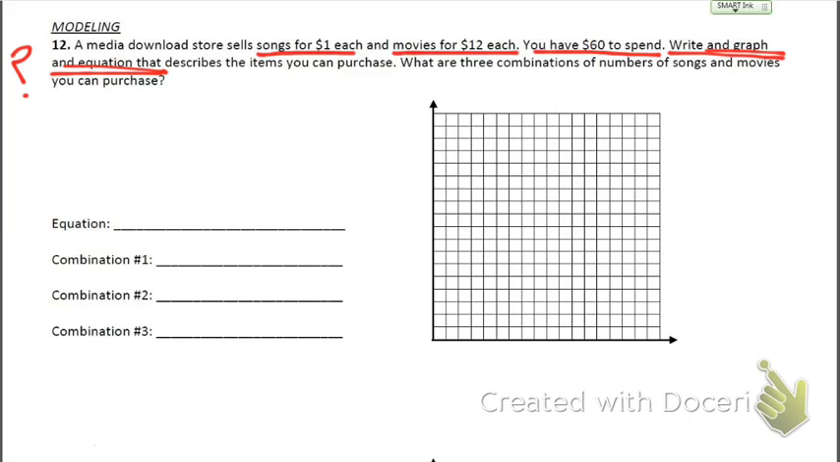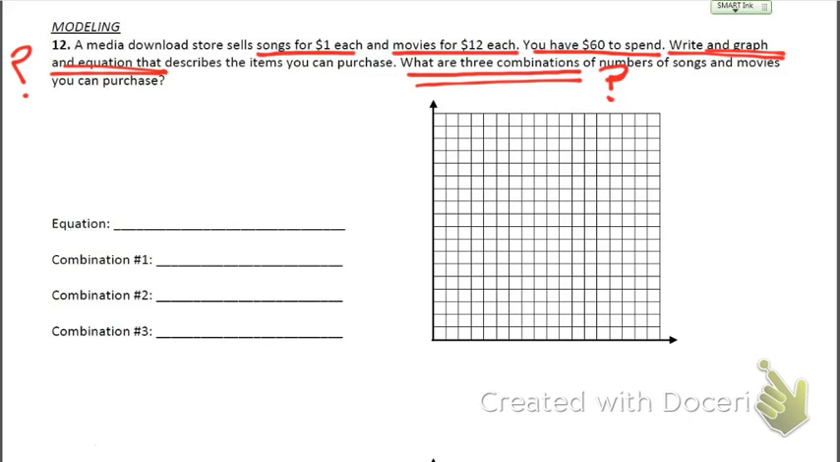There's a second question to this. What's the second question? What are 3 combinations of numbers of songs and movies that you can purchase? Okay, so that's what we're going to do here. Okay, so writing an equation from this is pretty straightforward, and it's pretty intuitive. It's kind of what you would be doing on your own.